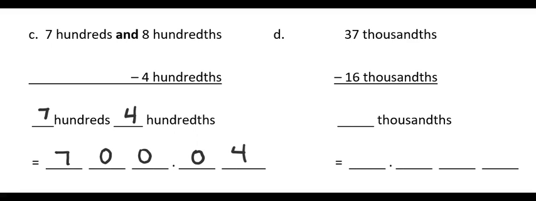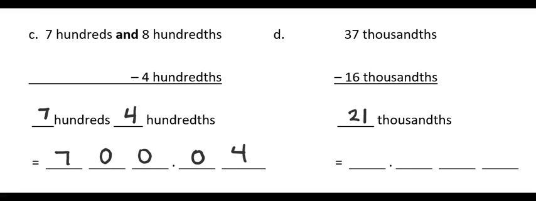For question D, I have 37 thousandths, and from that I'm going to subtract 16 thousandths. I can just do the standard subtraction here. 7 minus 6 is 1. 3 minus 1 is 2. So my answer is 21 thousandths.